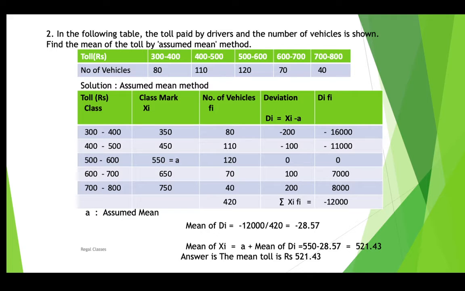So here again there is a toll and number of vehicles. Calculate the class mark, number of vehicles. Here we have used the assumed mean method, but we can also use the step deviation method. That will further simplify the calculation. Since here all the values are in hundreds, we have used only the assumed mean method.